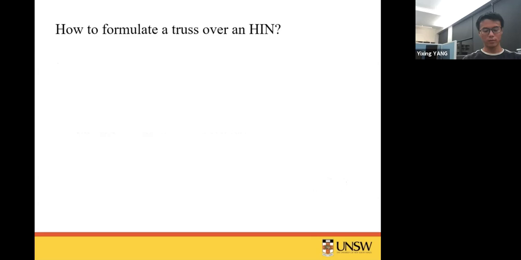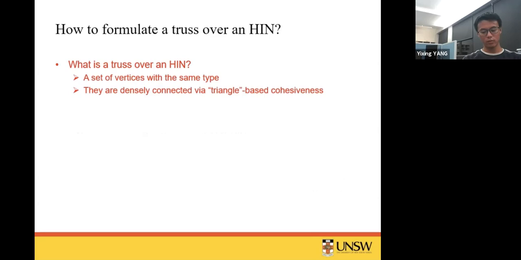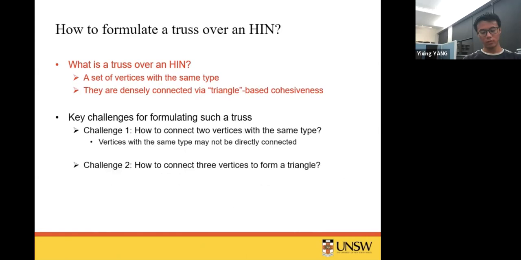After introducing the basic concepts, let's see how to formulate a truss over an HIN. The first question is, what is a truss over an HIN? In this paper, we aim to get a set of vertices with the same type, and meanwhile, they are densely connected via triangle-based cohesiveness. There are two key challenges for formulating such a truss.